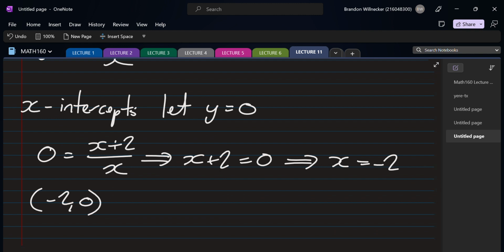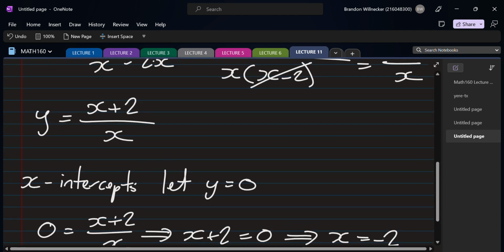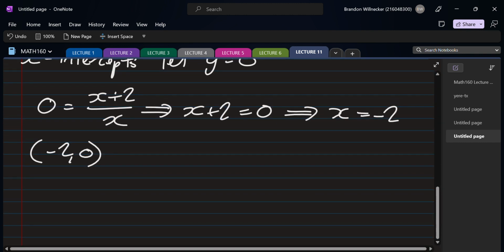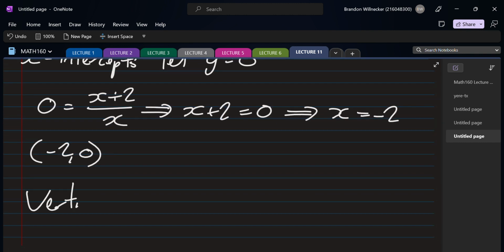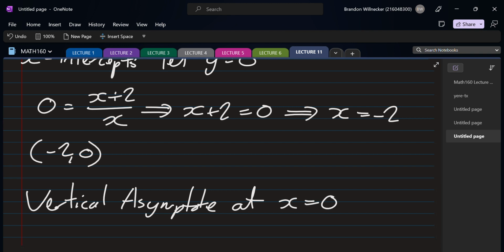Okay, what about y-intercept? If we let x be equal to 0, then we're going to have 2 divided by 0. That's going to be infinity. So we don't have a y-intercept. Instead, we have a vertical asymptote at x equals 0. Okay, so no y-intercept. We have that asymptote there.